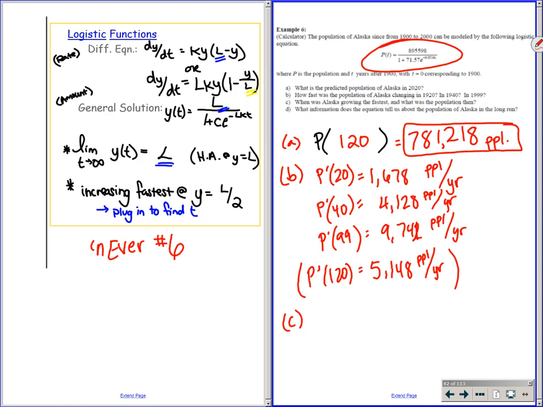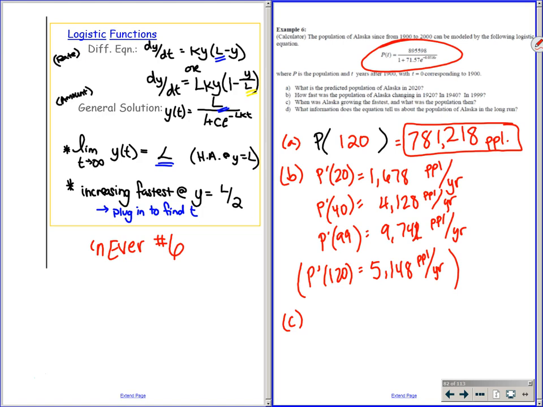So maybe there's a great clue that we should use in memory. When will any logistic growth curve be growing fastest? When the y, wait, who's the y in this problem? P of t. When the y, the amount, the P of t, is half of the carrying capacity. Hey guys, who's L? Who's L? 895,598. What is that?